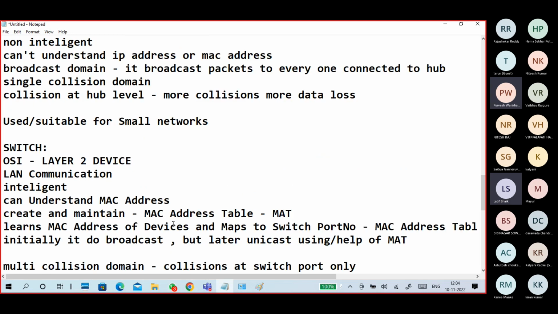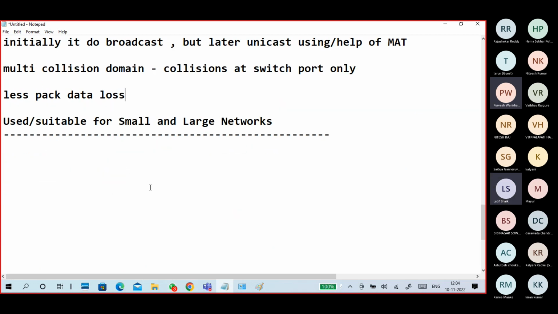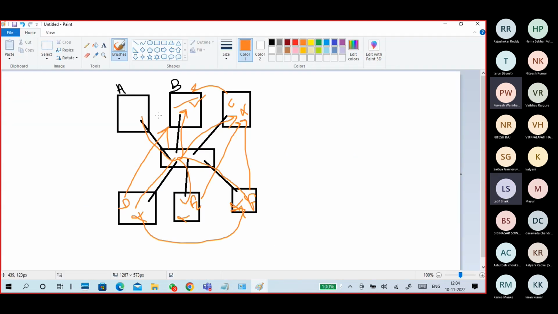Less packet data loss, more packet data loss. So there is another problem, not only because of collisions. Also, every time you send packets to everyone. To everyone, you are sending a packet. Okay? Every time it is sending to everyone. What is the problem we are getting here?